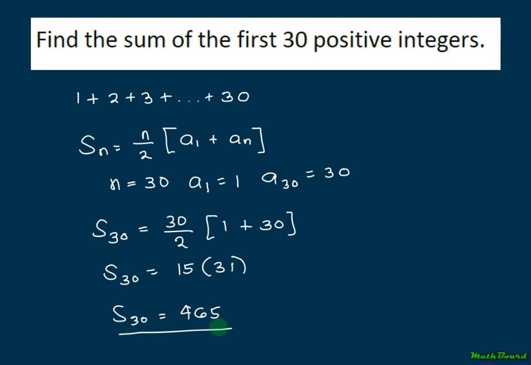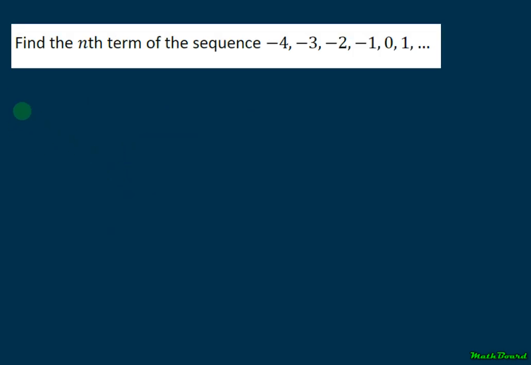Okay, so therefore the sum of the first 30 positive integers is 465. Next, find the nth term of the sequence -4, -3, -2, -1, 0, 1.